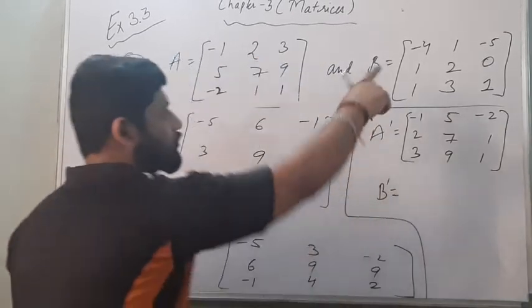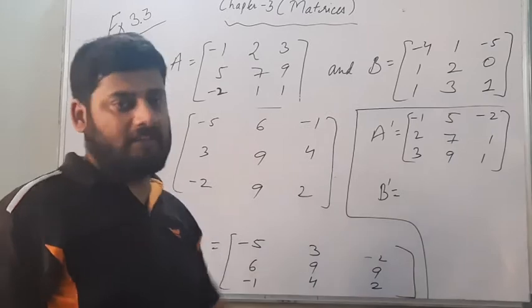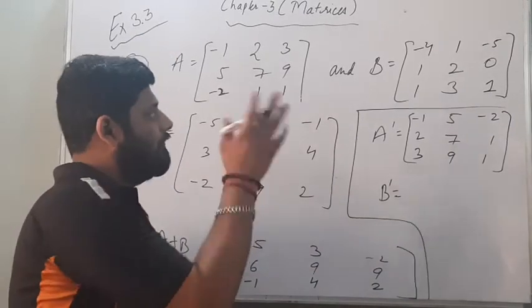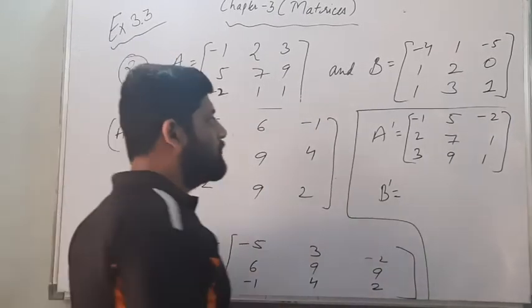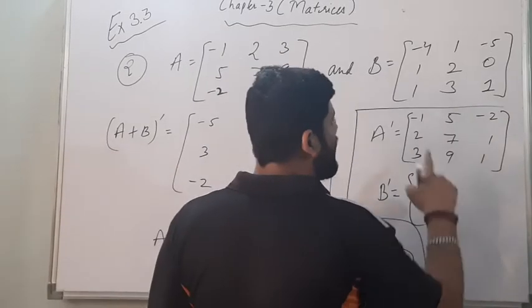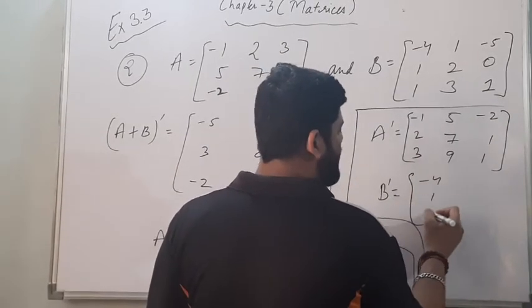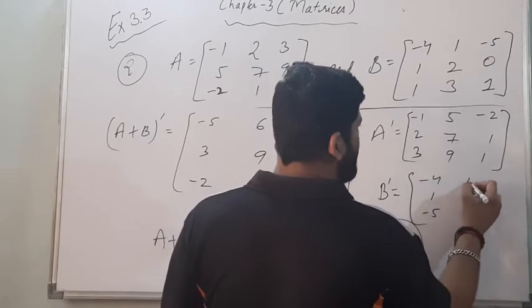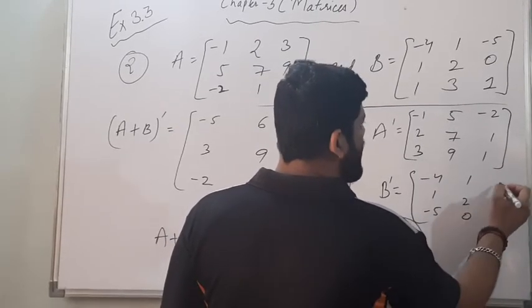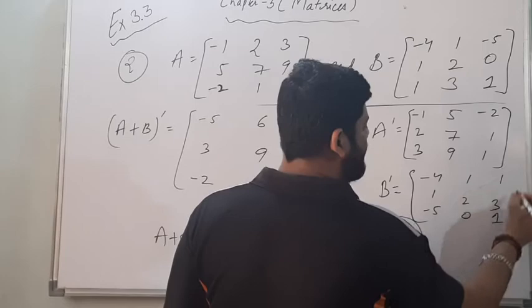Now we'll find B transpose. So we have already been given the B matrix. So we will find the transpose of B. So the transpose of B will be -4, 1, -5, 1, 2, 0 and 1, 3, 1.